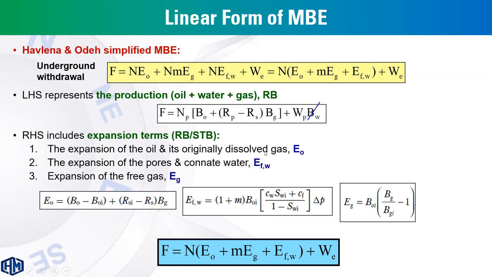We have three components: oil expansion and originally dissolved gas expansion, the expansion of water and compression of formation pore spaces, and also the free gas expansion. So this is simply the general linearized material balance equation according to the definition of Havlena and Odeh.